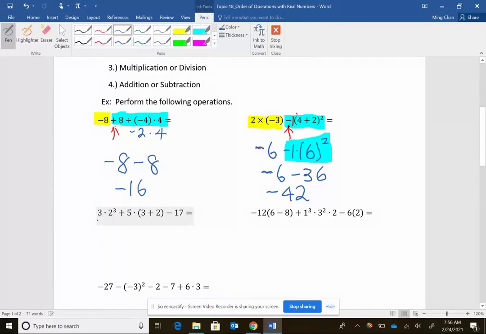All right, let's look at this one. 3 times 2 to the third plus, so that's a plus sign, 5 times parentheses 3 plus 2 minus. So I got two addition and subtraction signs outside the parentheses, so that should be three terms. What's in front of the plus sign is one term. In between the plus and the minus sign is one term, and the plus sign goes with the term that follows. So the second term is positive 5 times parentheses 3 plus 2.